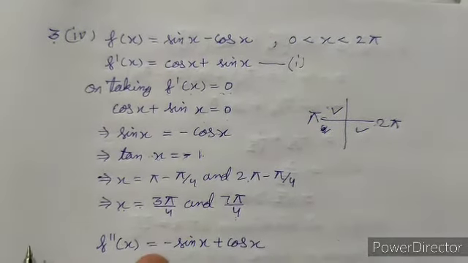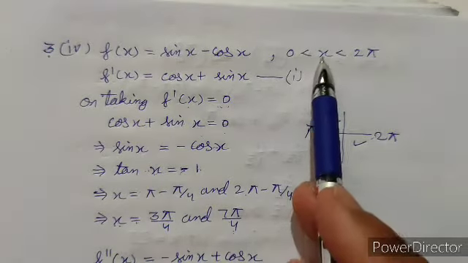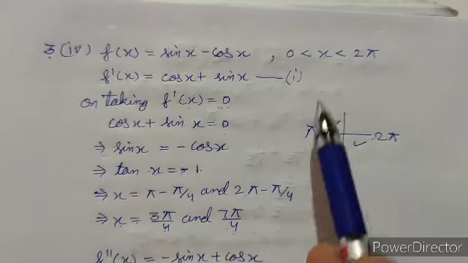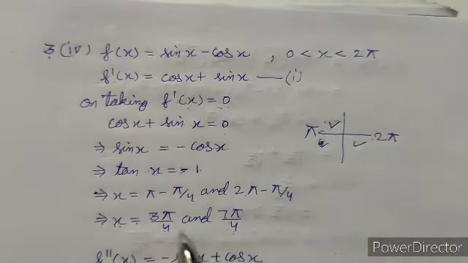Now always keep in mind that we will take the values which are in the given interval. This 3 pi by 4 and 7 pi by 4 lie between 0 to 2 pi. So we will take both of these values.